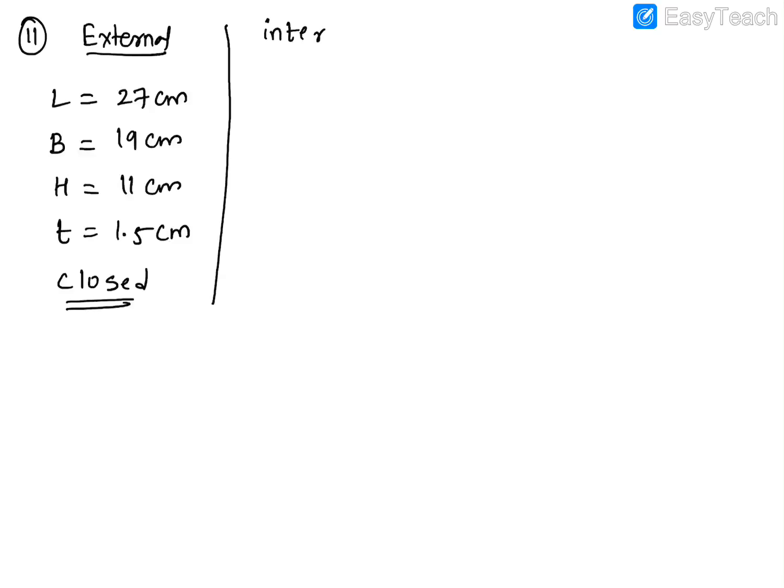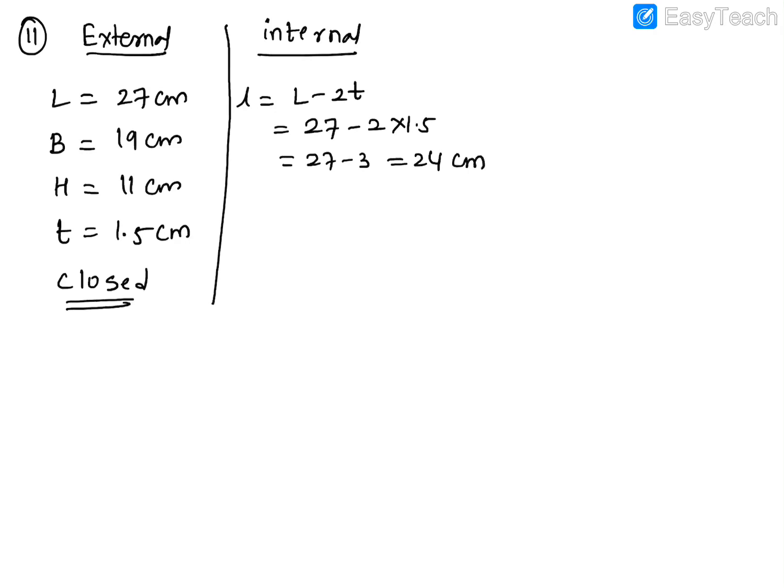So first you need to find out what? Internal length. How will you find out the internal dimension? So small l will be L minus 2 times the thickness. L is 27 minus 2 into 1.5. 27 minus 3 is equal to 24 centimeter. Now breadth will be equal to what? Same way, 19 minus 3, 16 centimeter.